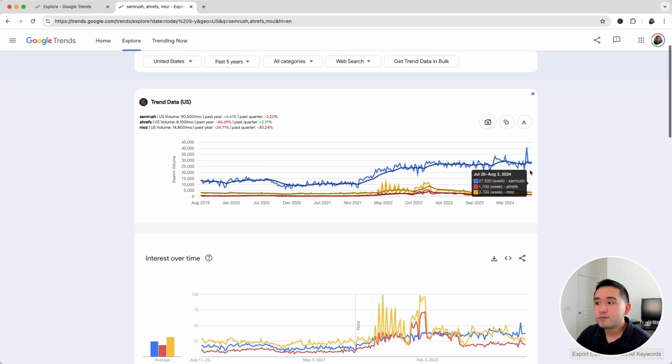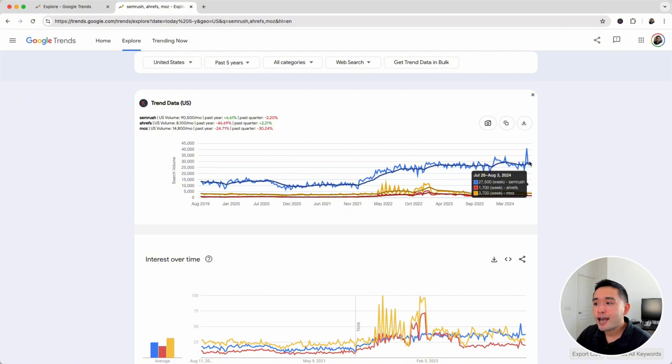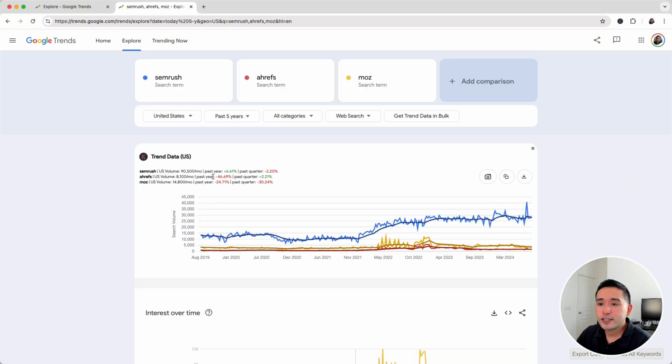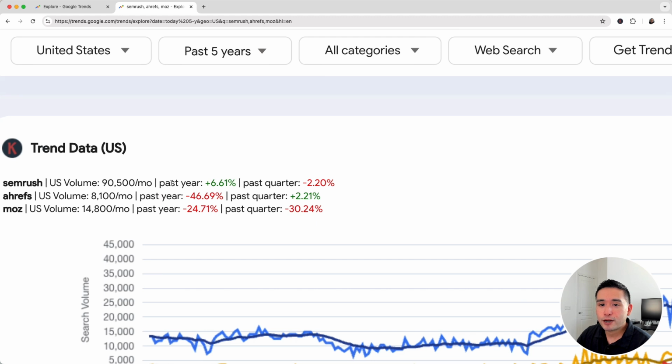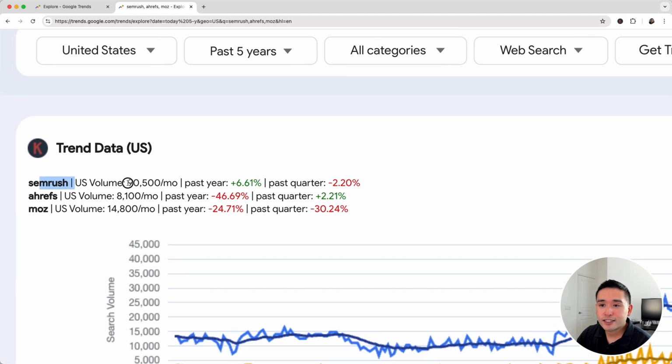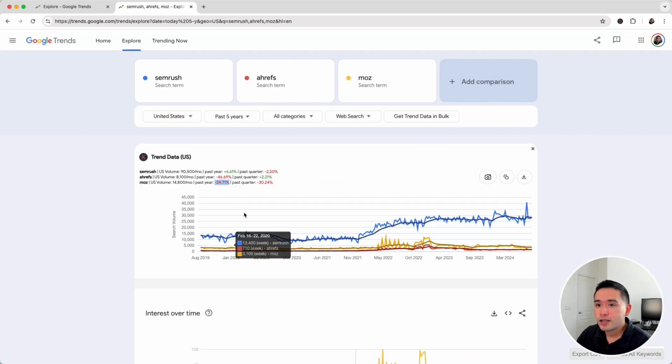And more recently, the difference between SEMrush and the other two tools is quite significant. And if you want to see the percentage differences compared to the past year, we can see that SEMrush increased 6% compared to the past year, and both Ahrefs and Moz showed a pretty significant drop in terms of search volume over the past year. So this line graph gives you a much more accurate picture of what people are actually searching.